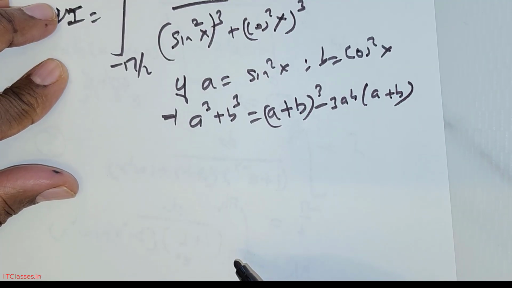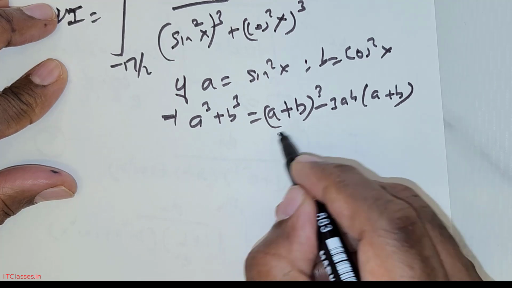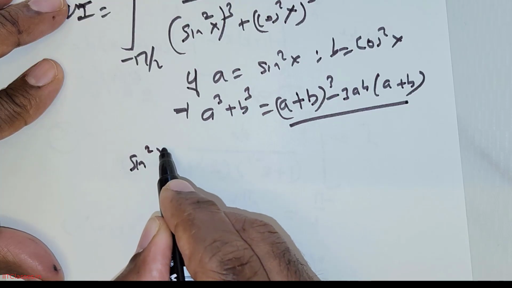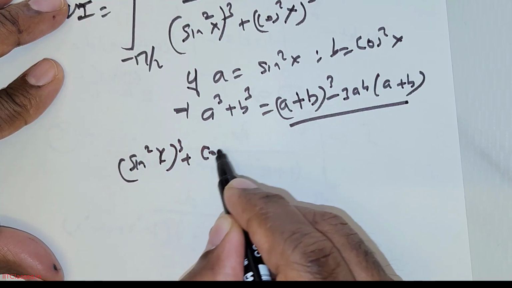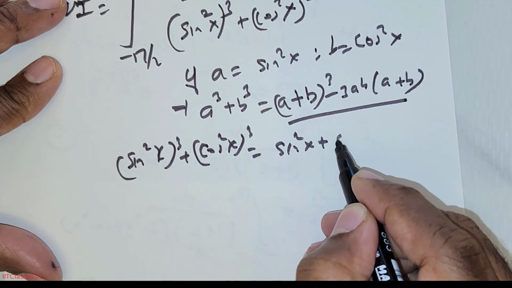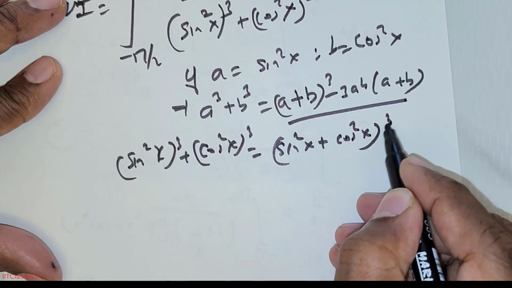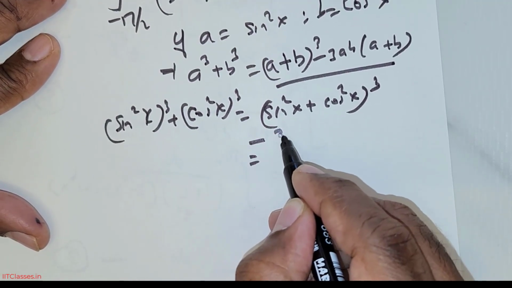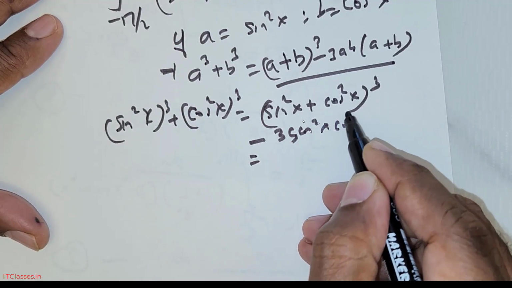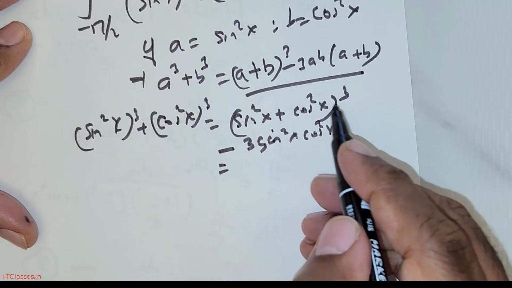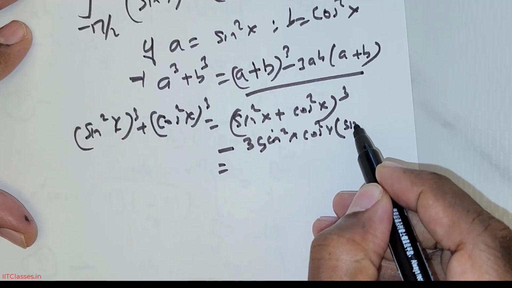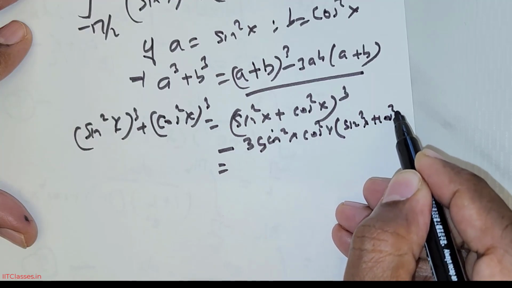Okay, so if I were to use this formula, then my sine squared x raised to the power of 3 plus cos squared x raised to the power of 3 is going to be, in place of a is sine squared x, in place of b cos squared x raised to the power of 3, minus 3 times a times b times (a plus b), where a is sine squared x and b is cos squared x.